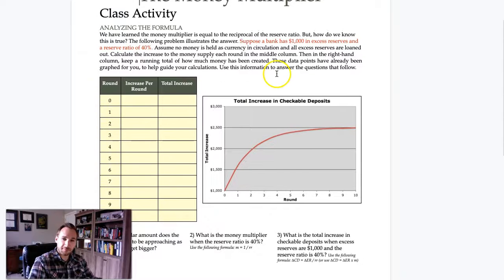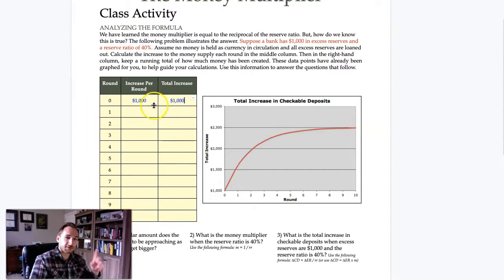Using our basic information right here, I completed the graph for you, but I want you to go through the process of calculating the money multiplier. So we say, suppose that a bank has $1,000 in excess reserves, and the ratio is 40%. So let's suppose they have $1,000 as the initial deposit, right? The total increase would be the actual $1,000 you just put in, so that's easy.